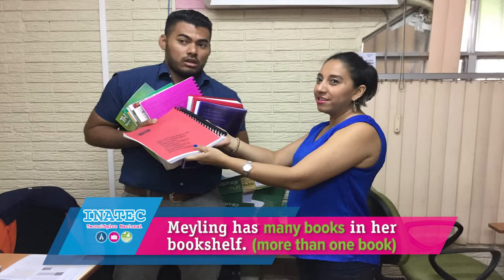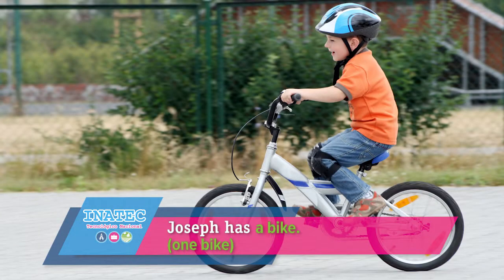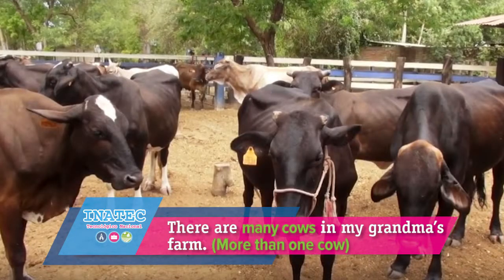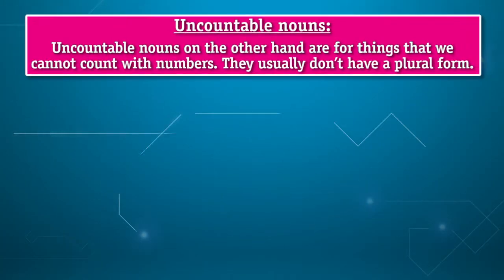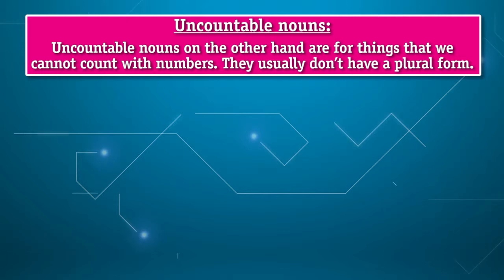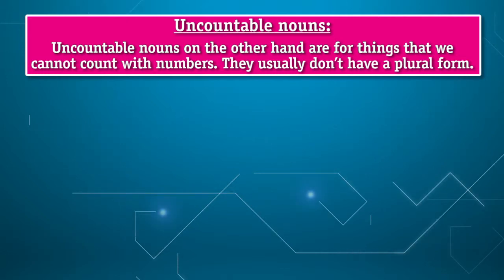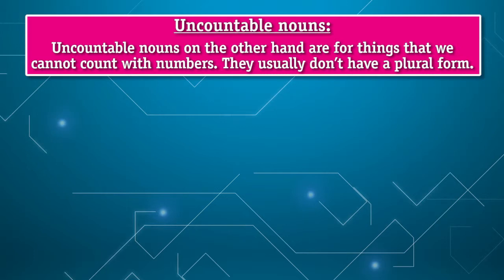Mei-Ling has many books in her bookshelf. More than 1 book. Joseph has a bike. 1 bike. There are many cows in my grandma's farm. More than 1 cow. Uncountable nouns, on the other hand, are for things that we cannot count with numbers. They usually don't have a plural form.